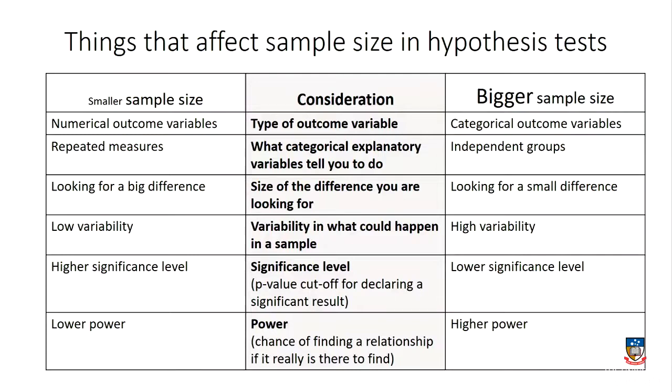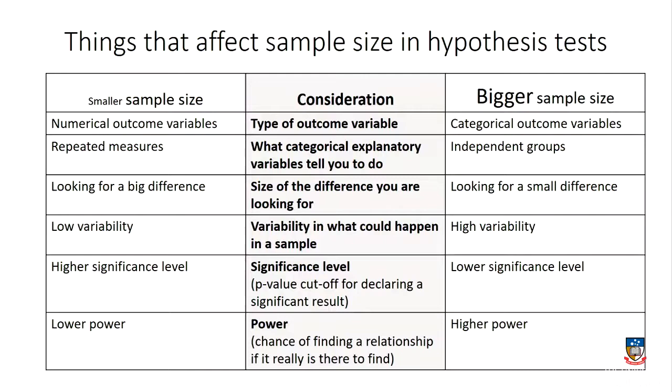Okay, so you actually only need the difference to be big relative to the amount of variability there is in order to get a small sample size. And if your difference is small relative to the amount of variability there is, then you'll need a bigger sample size. So those two rows combine together. Final thing is the significance level, which is the p-value cutoff for declaring a significant result. Well, the whole point of this is to look for a significant result. Look for a result that says to you, yes, I believe that it does make a difference.